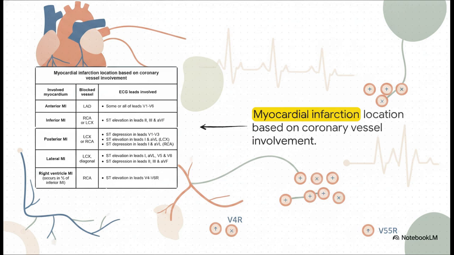Take a look at the bottom row of this table mapping MI location to coronary vessels. Right ventricular myocardial infarctions occur in up to half of all inferior MIs due to right coronary artery occlusion, which you'll see indicated by ST elevation in leads V4R to V6R.